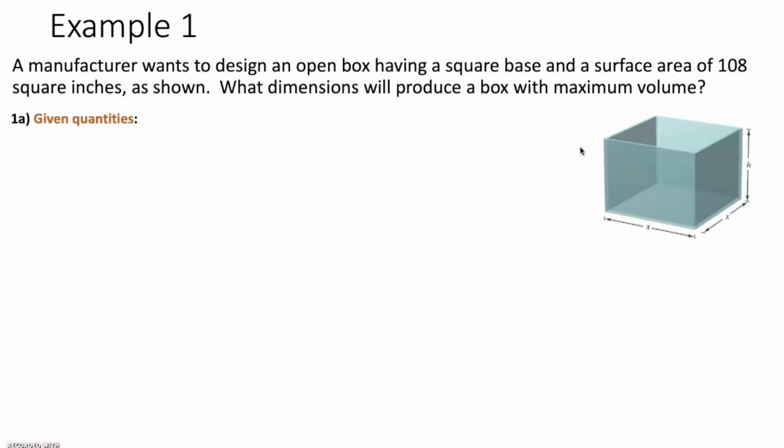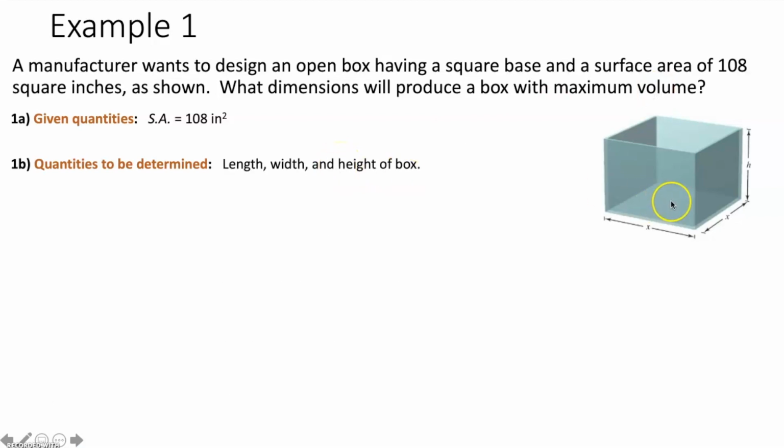So let's start with our given quantities. What are we given here? Well, it looks like we're given that this open box having a square base has a surface area of 108 square inches. Now, what are we trying to figure out? Well, we are trying to figure out what dimensions will produce a box with maximum volume. So the length, width, and height of our open top box.